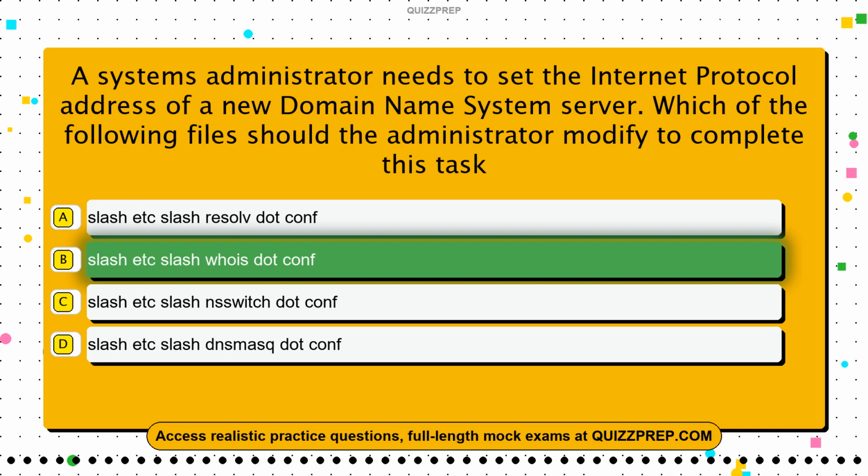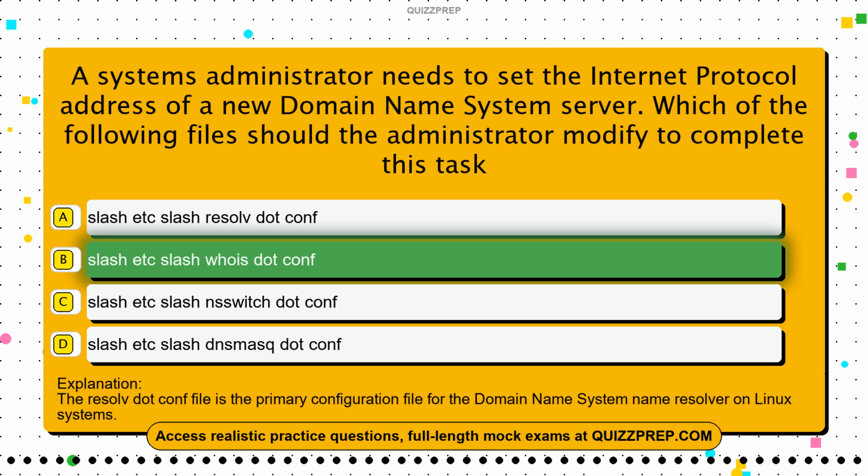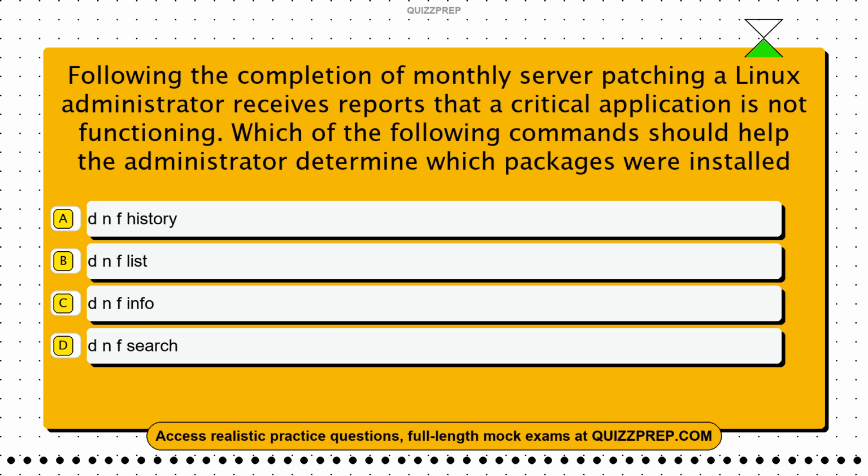The correct answer is option B, /etc/host.conf. The resolv.conf file is the primary configuration file for the domain name system name resolver on Linux systems. Question 26. Following the completion of monthly server patching, a Linux administrator receives reports that a critical application is not functioning. Which of the following commands should help the administrator determine which packages were installed? Option A, DNF history. Option B, DNF list. Option C, DNF info. Option D, DNF search.